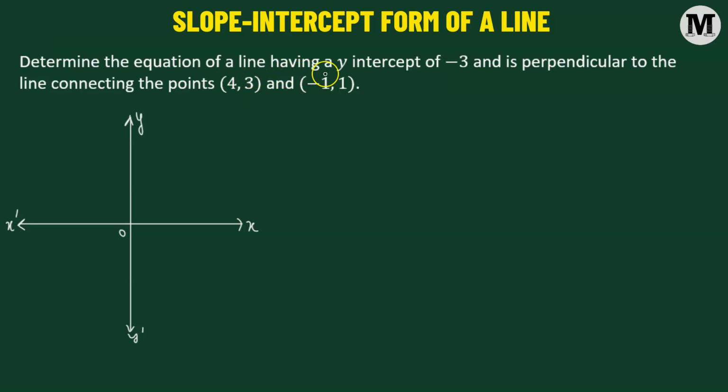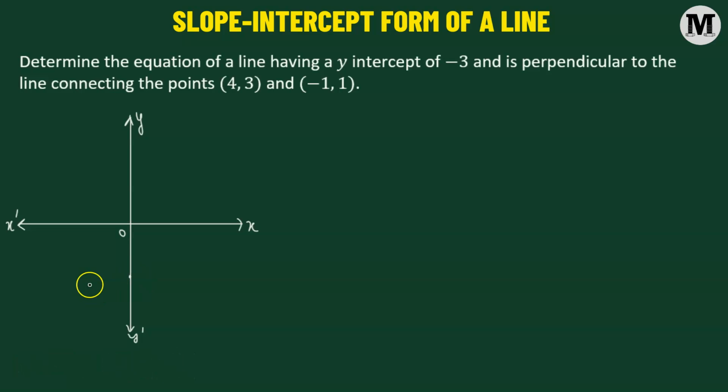Determine the equation of a line having a y-intercept of -3 and it's perpendicular to the line connecting the points (4, 3) and (-1, 1). So we have to find the equation of a line which has a y-intercept of -3, meaning the line is going to intersect the y-axis in the negative direction.